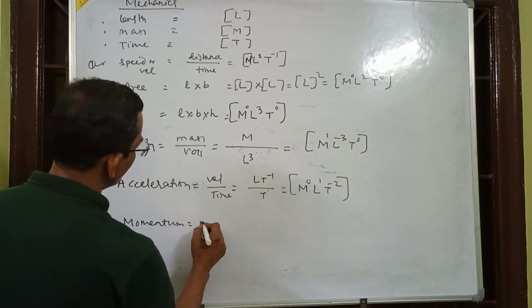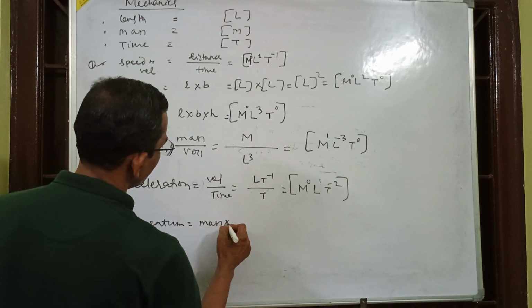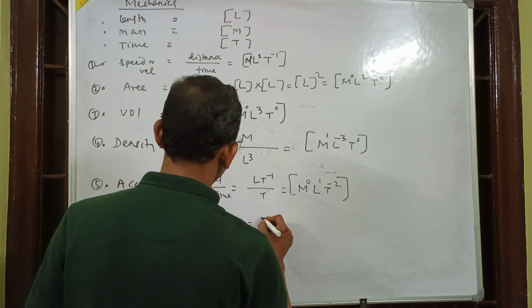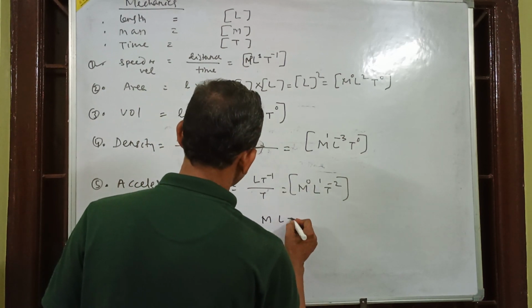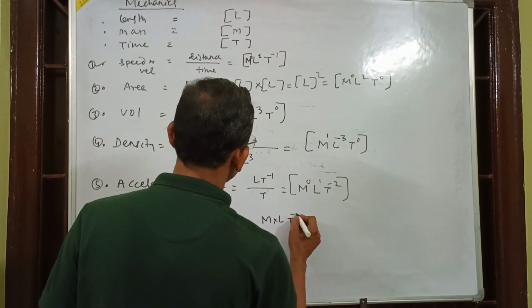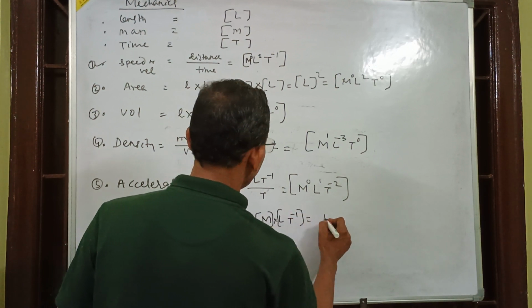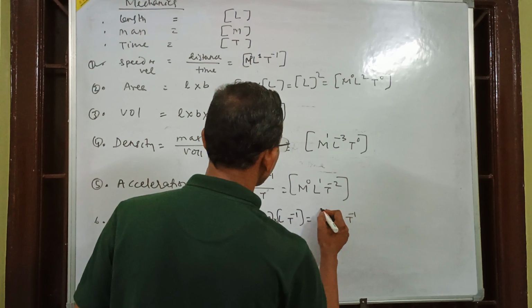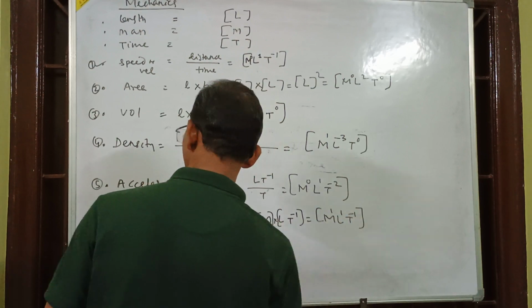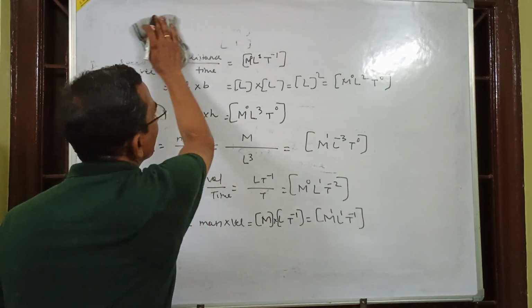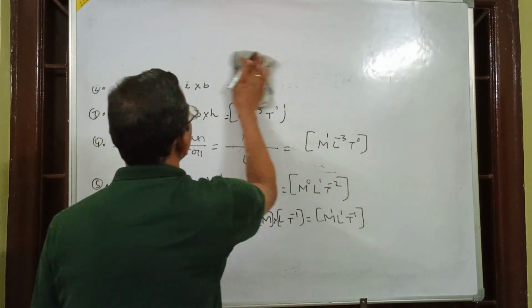Momentum is mass times velocity. This is M L T minus 1. Next is force.